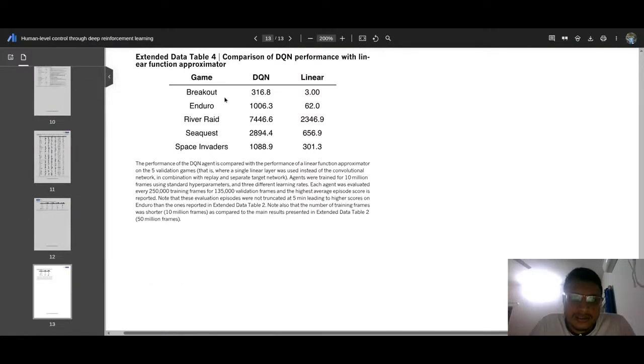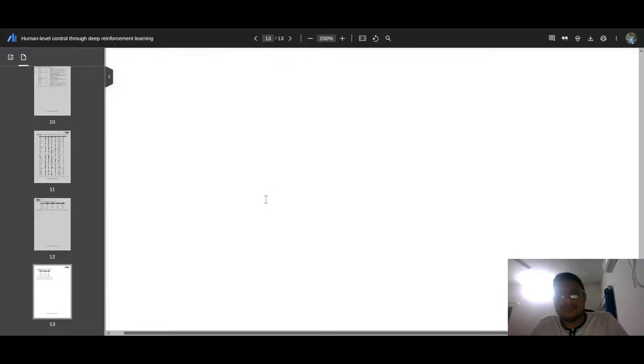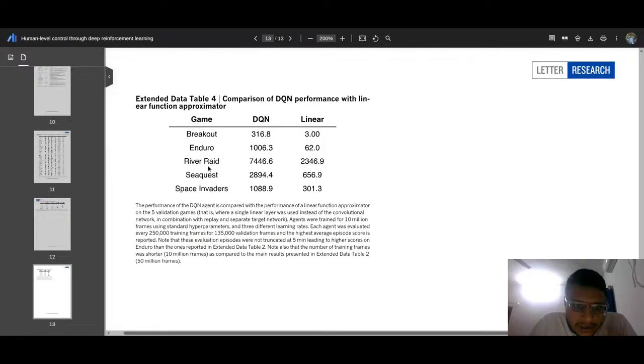On page number 13 of 13, see the comparison of DQN performance with the linear function approximator on Breakout, Enduro, River Raid, Seaquest, and Space Invaders. DQN is this, linear is this. The performance of the DQN agent is compared with the performance of a linear function approximator on the 5 validation games, with a replay and separate target network. This is 50 million frames, and the output is for Breakout, Enduro, River Raid, Seaquest, and Space Invaders. DQN is this, and linear is this, where the function approximator is linear only. Comparing DQN with the linear function approximator, we can see the differences between them.